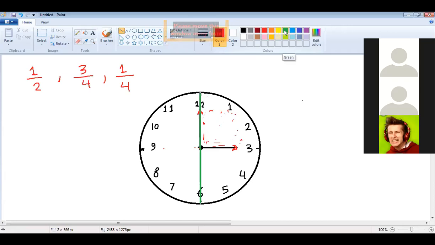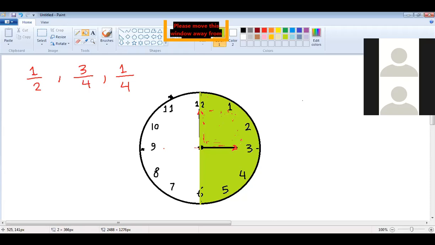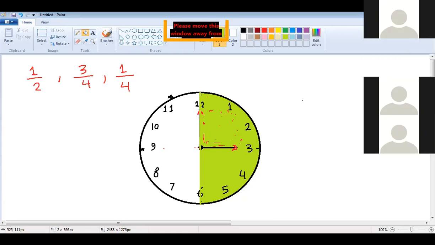Mu'taz. Yes. What is the fraction of this part? The green part. I'm talking about the green part. Is it 1/2, 3/4, 1/4? 1/2, the half of the circle.